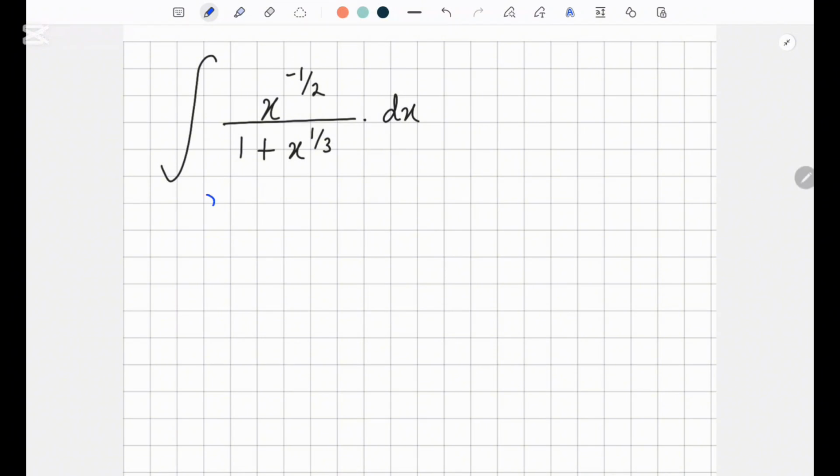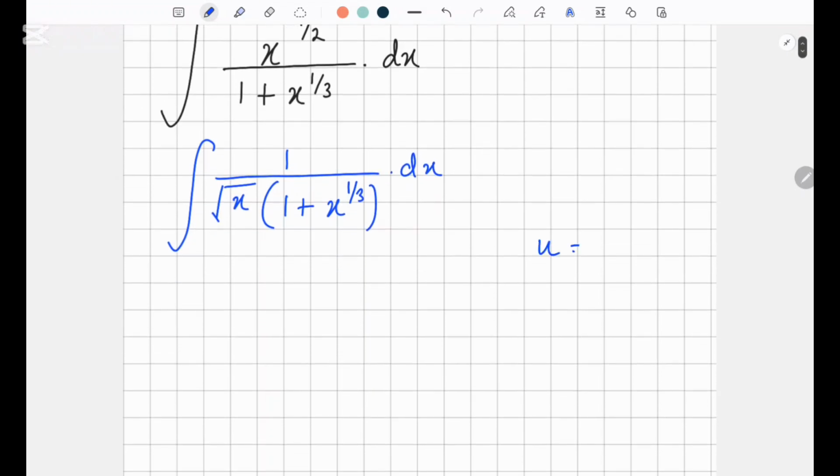So what I'll do first is take the numerator to the denominator. Since it's x to the power minus half, we could make it root x, right? Into 1 plus x to the power 1 over 3, right? Then I'll take a substitution of u equals root x. So du over dx equals, this is x to the power half, so the half comes down, and the power is subtracted by 1, right? So it's x to the power minus half over 2, right?